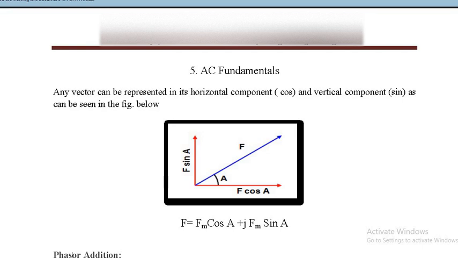Okay, so here you can see in the very first diagram, you can see the vector f, and that has got a sine component and that has got a cos component. Okay, here the angle is specified as a, so f cos a will be equal to the cos component and f sine a will be equal to sine component. Okay, so that is how a vector can be resolved into two components.